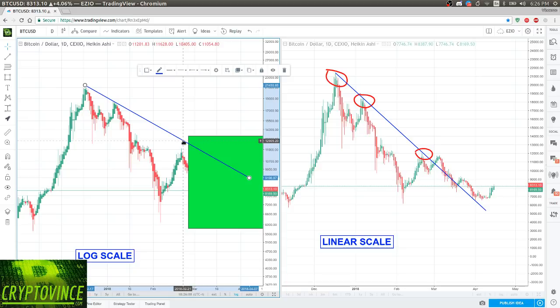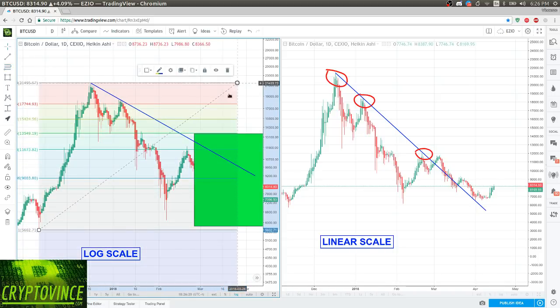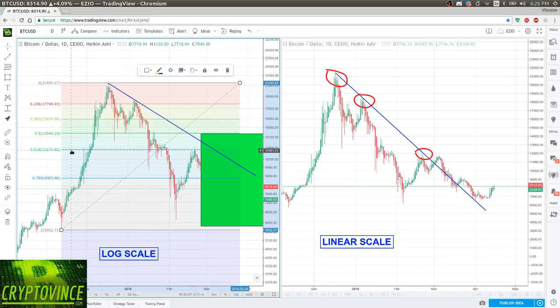So BTC didn't try to break at that level. Probably there was some Fibonacci resistance there or something. Actually, let's check Fibonacci, let's see what's there. And as you can see, that's a perfect Fibonacci, 61% Fibonacci, right?